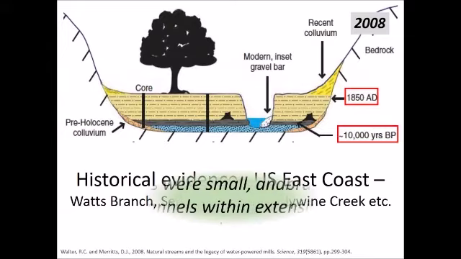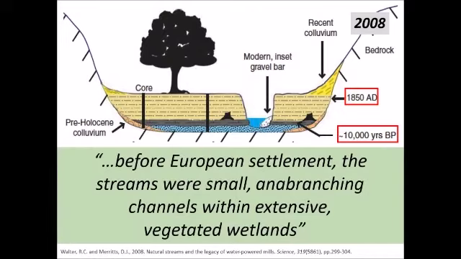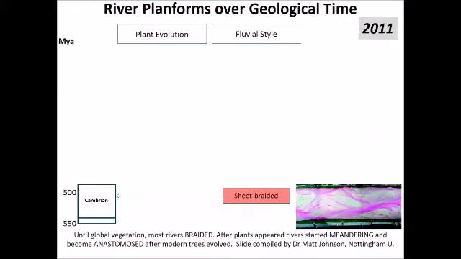And it led Walter and Merritt to say that before Europeans settled the area, the streams were small, anabranching channels with extensive vegetated wetlands, nothing like the channel floodplain systems that Leopold, Wolman, and Miller and other geomorphologists found in the 1950s.